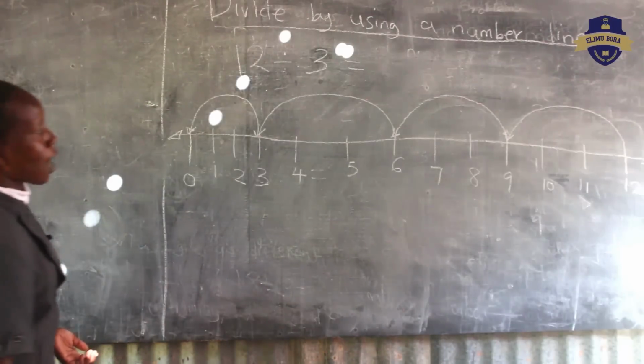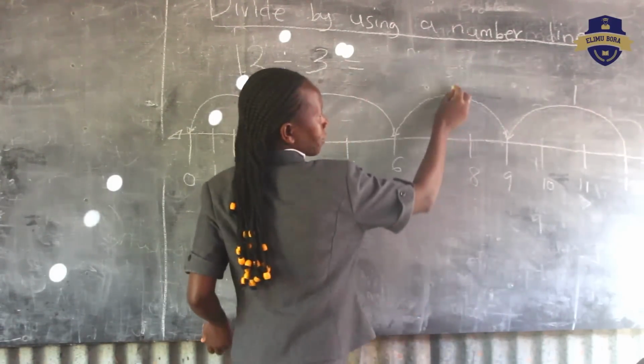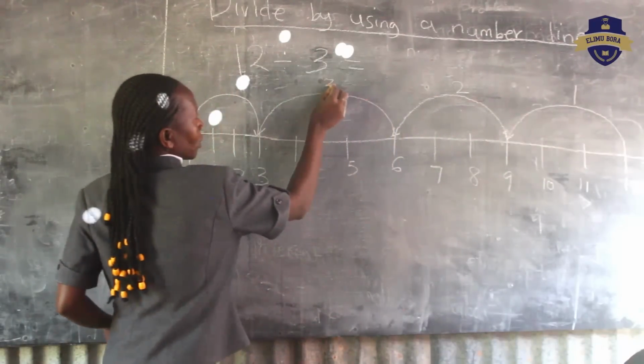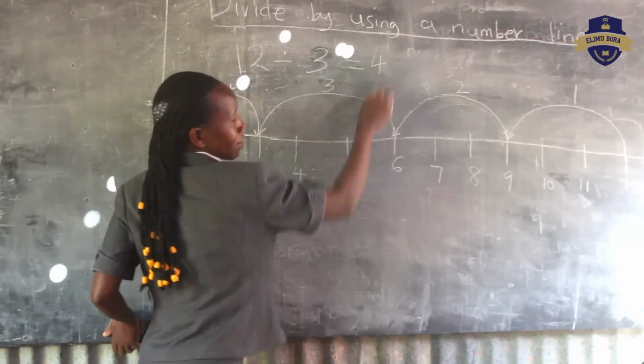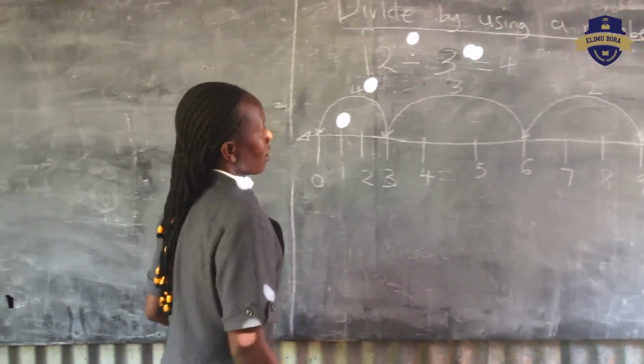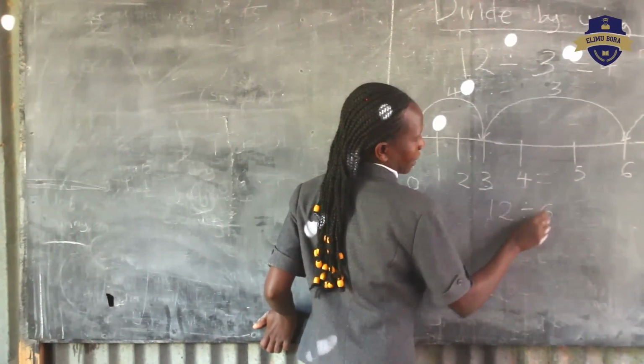From there we count how many steps. 1 step, 2, 3 steps, 4 steps. So the answer is 4.